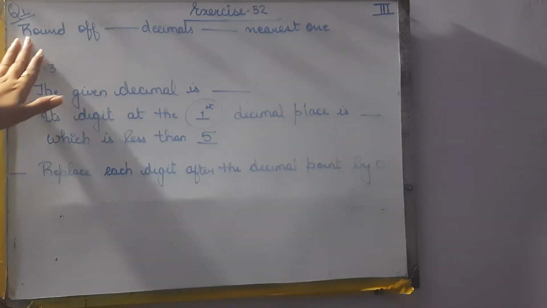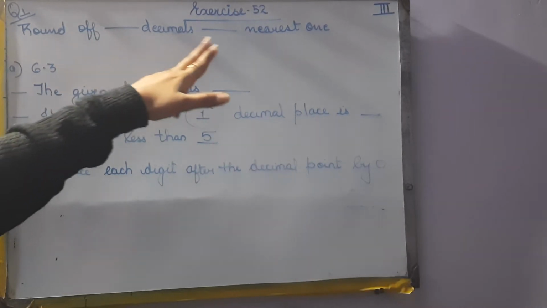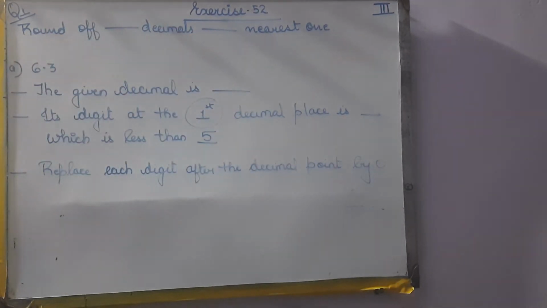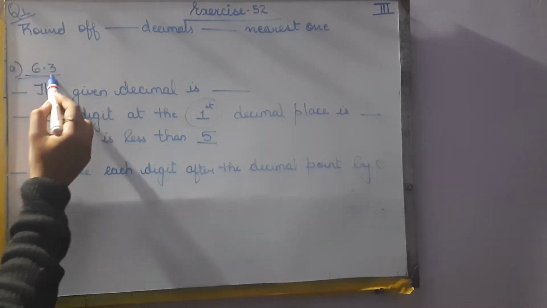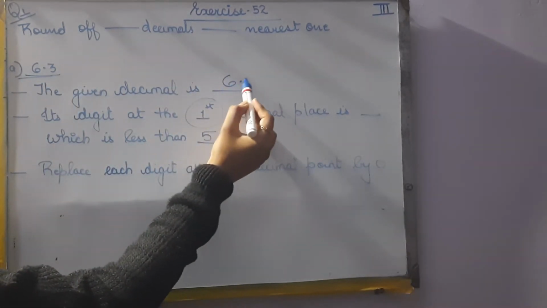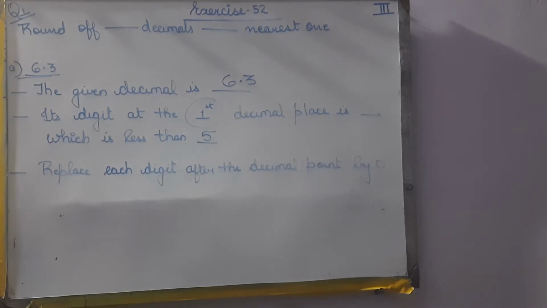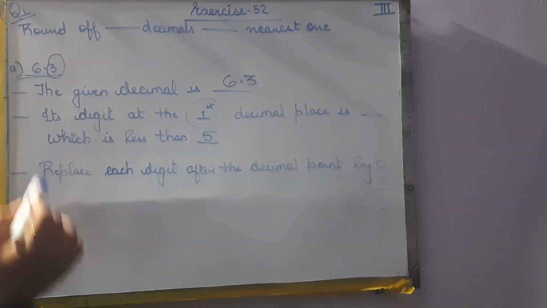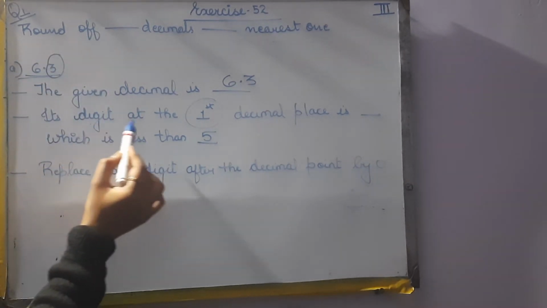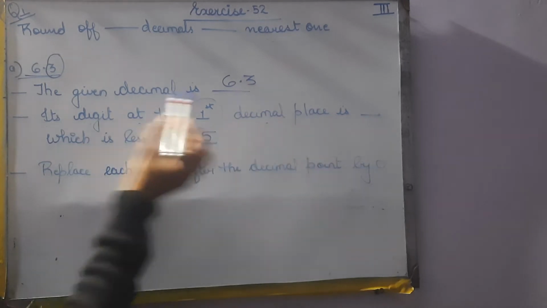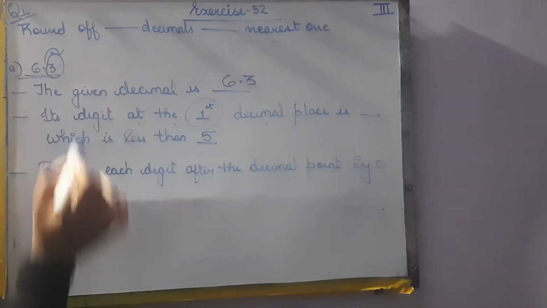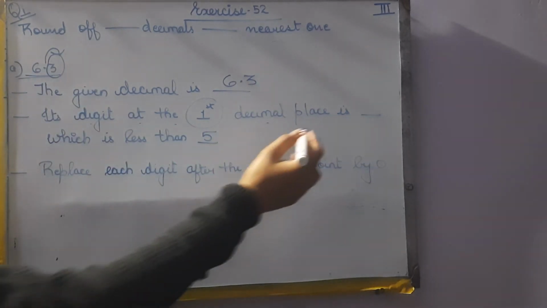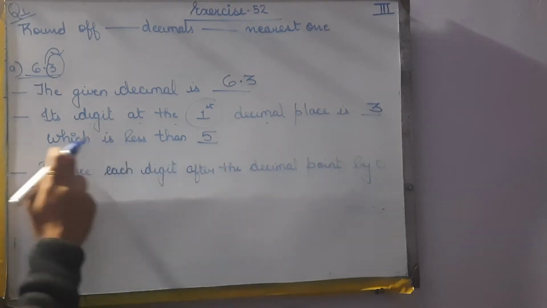Here we have to round numbers in decimal to the nearest one. For finding the nearest one, first we see the decimal number. The decimal number is 6.3. We have to see the nearest one place. The first digit after the decimal place is 3. 3 is less than 5.